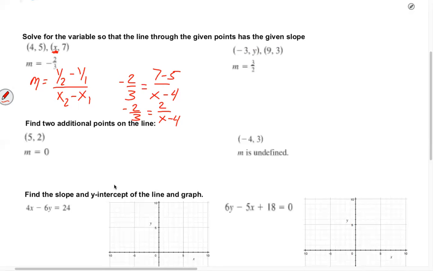All right, but here's the other one. Cross multiply. -2 times x minus 4 equals 3 times 2, that's 6. And then you can go ahead and solve this. You get -2x plus 8 equals 6. -2x equals -2. X equals 1.